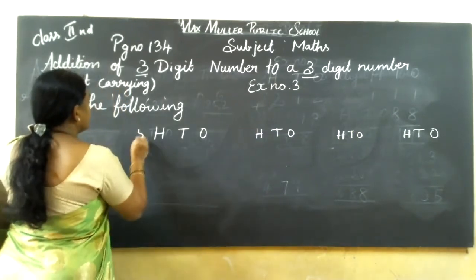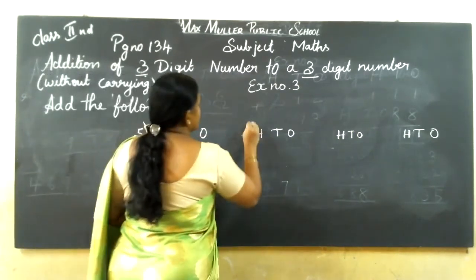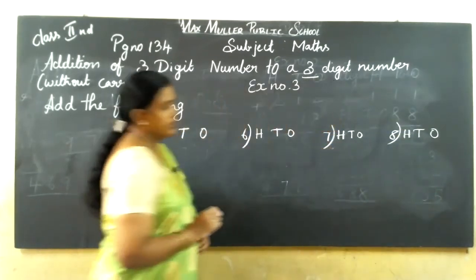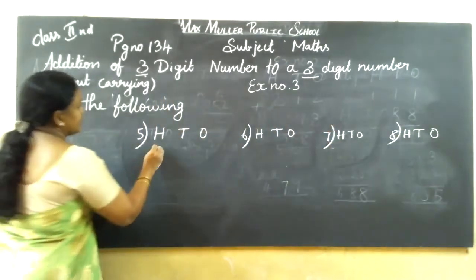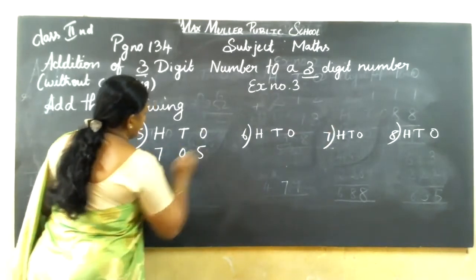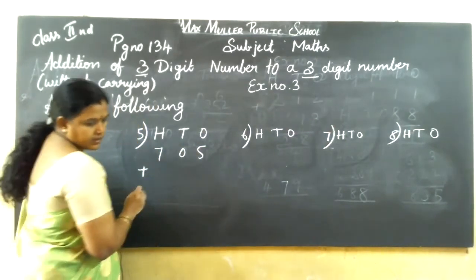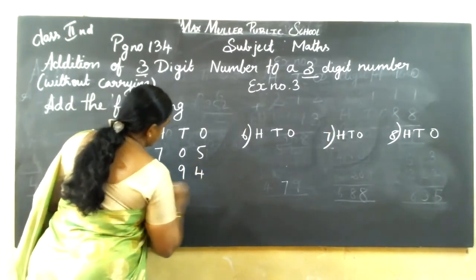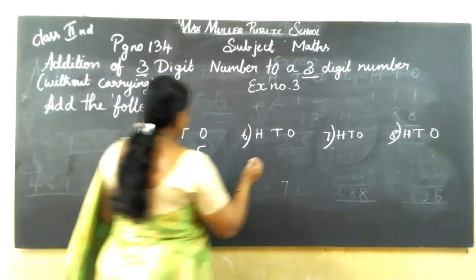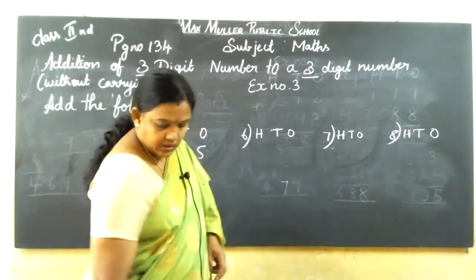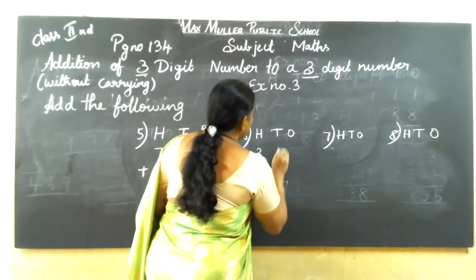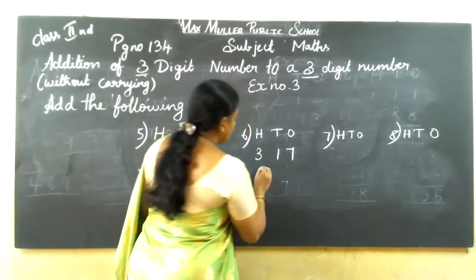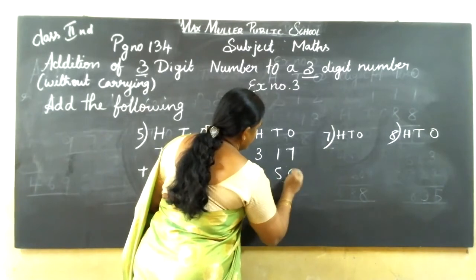Fifth one. Sixth one. 705 plus 294. Here, sixth one, 317 plus 317, 250.